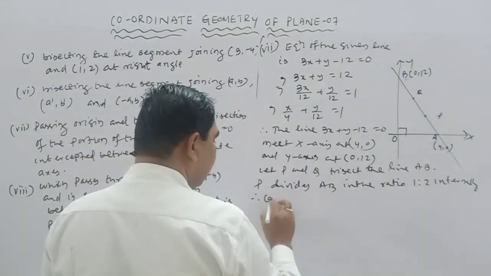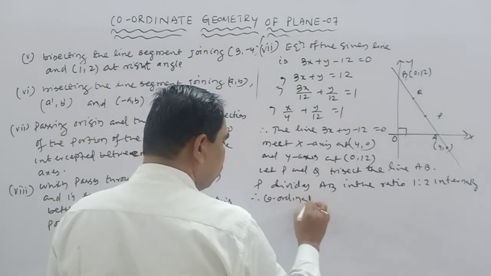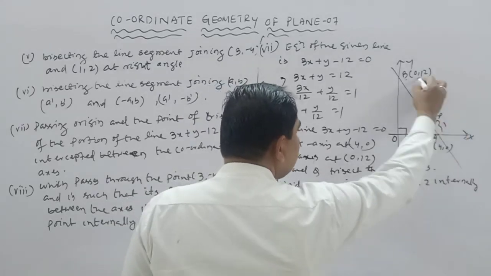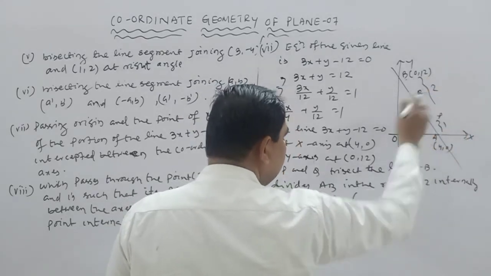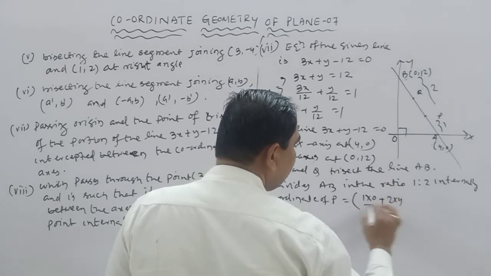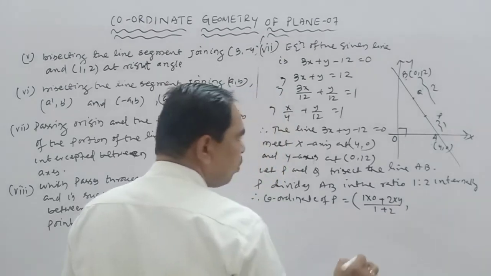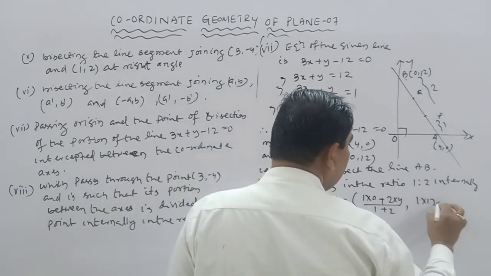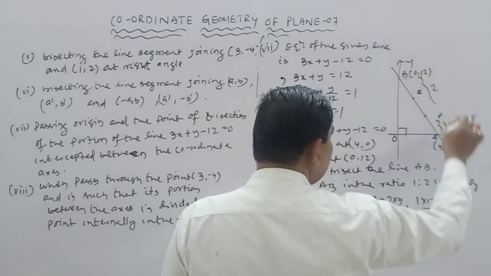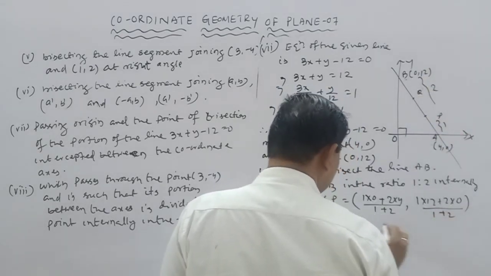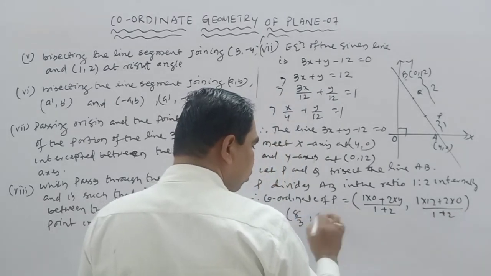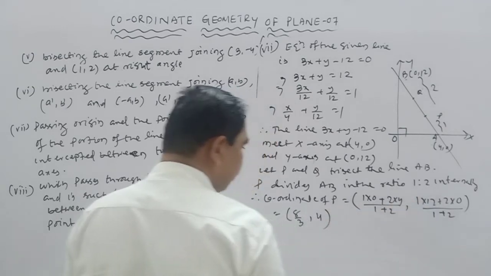Therefore, the coordinates of P are equal to, this is one part and this is two parts, (1 into 0 plus 2 into 4 divided by 1 plus 2, comma 1 into 12 plus 2 into 0 divided by 1 plus 2). That is 8 by 3, comma 4. 12 by 3 means 4.